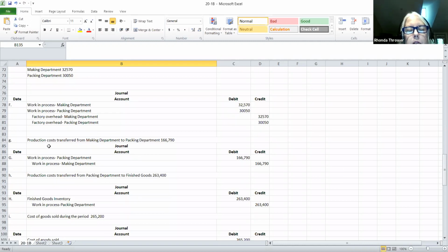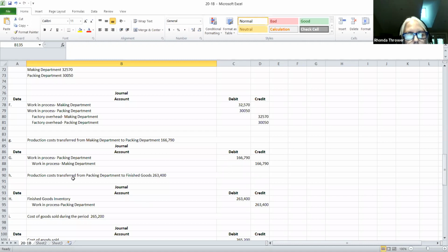And then in G, it says the production costs are transferred from the making department to the packing department. So we're at the end and we have finished the items in the making department. So we're going to credit our making department, because when we credit the making department work in process account, we're reducing it and we're transferring it into the work in process for the packing department. So it could be finished in the packing department, and then we'll send the packing department's amount that they finish in that work in process account to finished goods, which is what happened next.